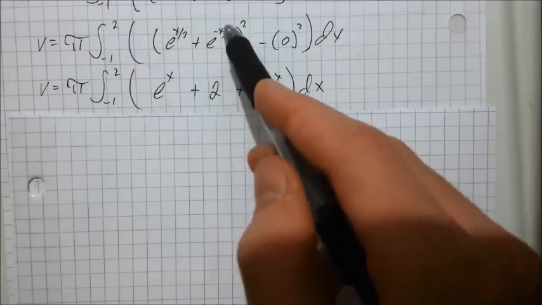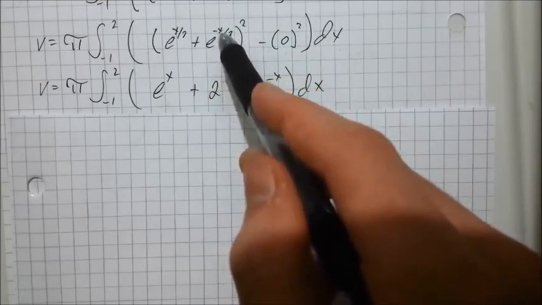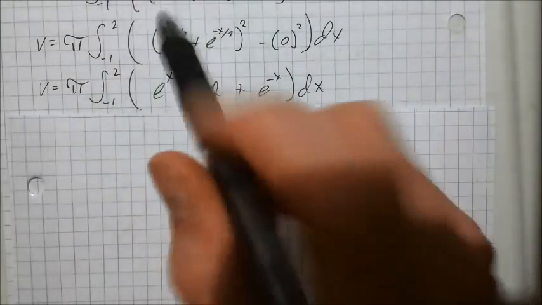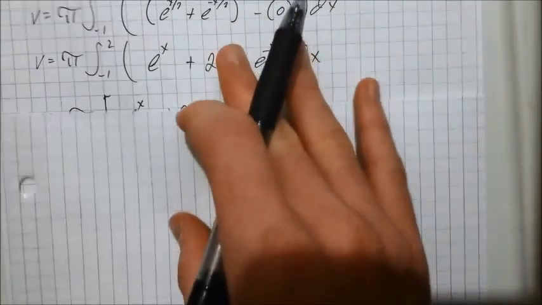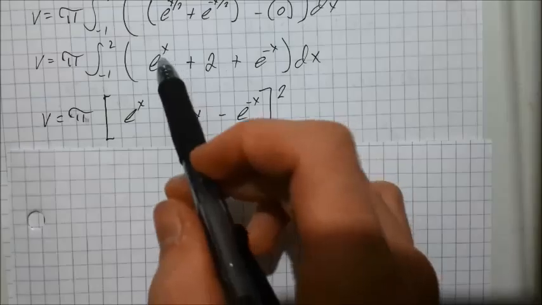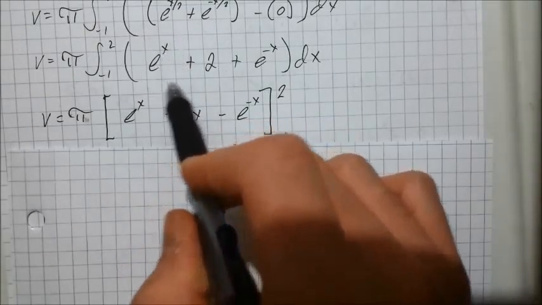And then we square the second term here, so e to the negative x over 2 squared is e to the negative x. And then we still have our dx, and we are ready to integrate because there's nothing more we can do here. And so from here, the integral of e to the x is just e to the x because the derivative of the exponent is 1.